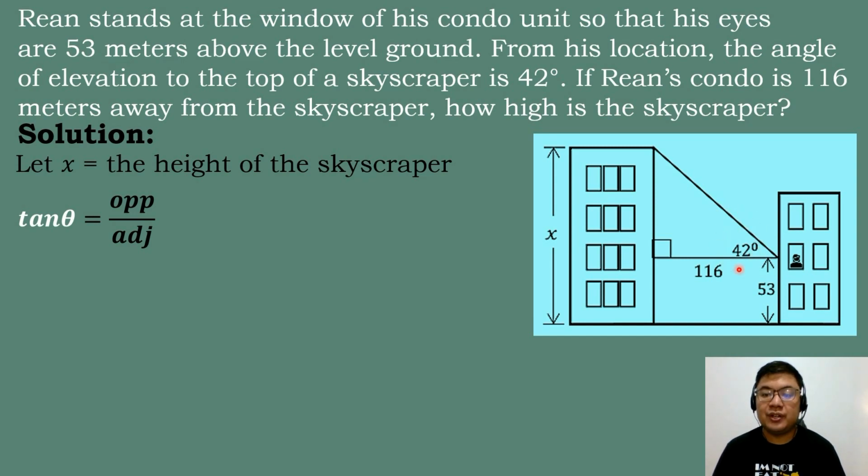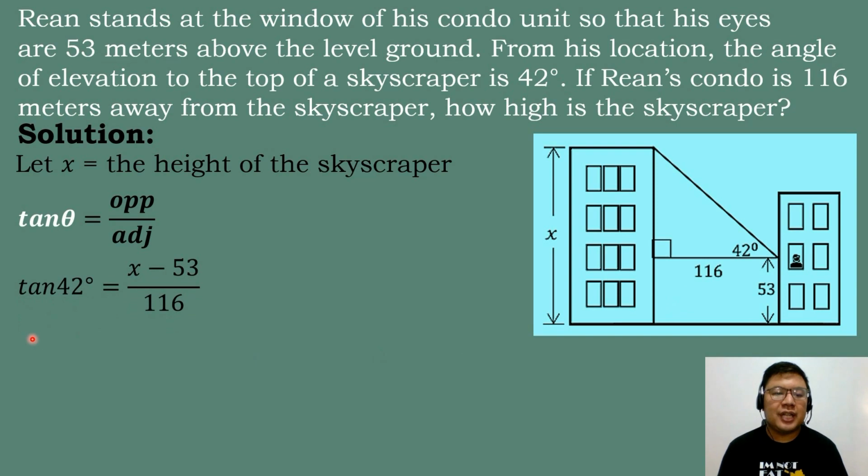If this one is our reference angle, which is 42 degrees, and we are looking for the height of this skyscraper, obviously we need this side, the opposite side of 42 degrees. And we have a given of 116, which is the adjacent side. If we need the opposite side and we have a given adjacent side, obviously we will be using tangent. The formula is tangent theta equals opposite over adjacent, and we will substitute the corresponding values.